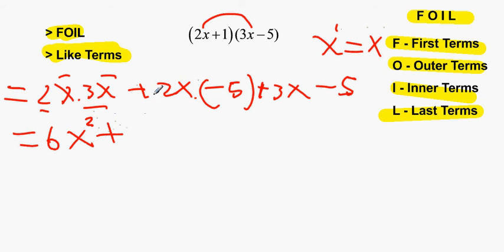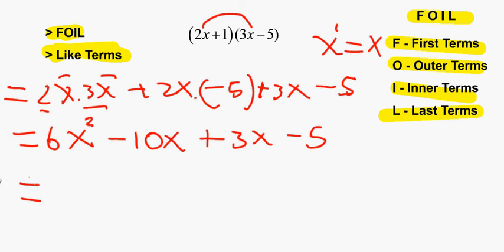Now here we have a dilemma again, a positive and a negative. So positive and negative again, remember, gives us a negative. So this will be 2 times 5, which gives us negative 10x plus 3x, which we just rewrite, and minus 5. So now we're going to look for like terms.